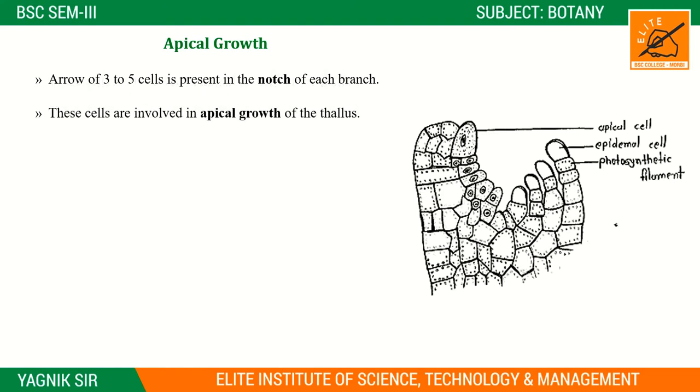And these cells are involved in the apical growth of the thallus. Each apical cell forms derivatives alternately on the dorsal side and the ventral side, right?